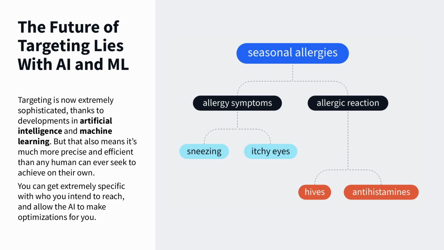For example, StackAdapt's artificial intelligence applies machine learning to every single campaign you run within the platform. So not only can you get really specific with who you want to target, but the same artificial intelligence also makes optimizations for you. So the longer the campaign runs, the more it's optimized and the more successful it is. On the right is a simple example of how you can really drill down on specific targeting. In this example, say, you can target people reading about sneezing, itchy eyes, hives, or antihistamines. And you can keep these 4 layers as separate targeting parameters. It can get that specific.